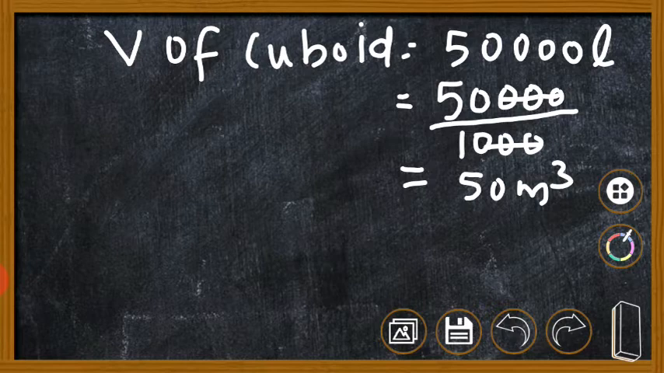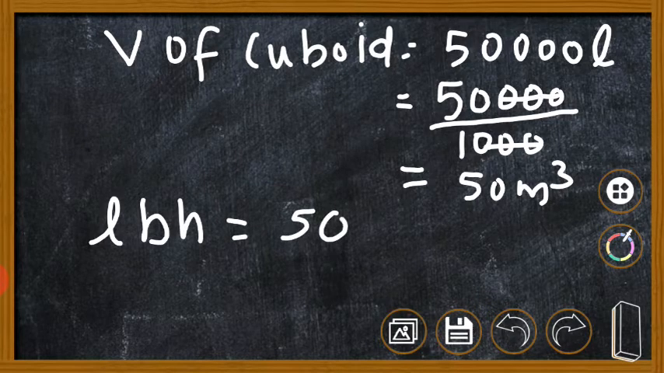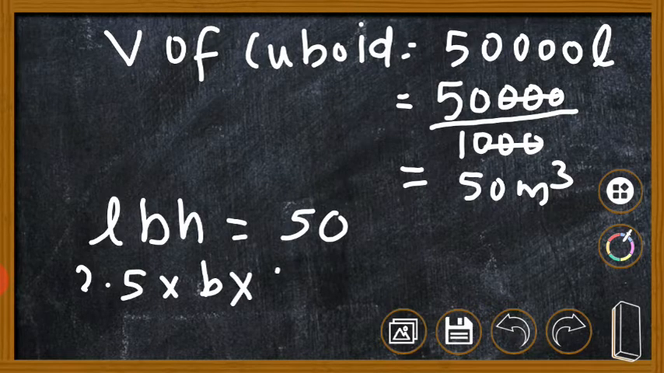And it is given that the length and the depth of this tank are 2.5 meter and 10 meter. You have to calculate the breadth of the tank. So LBH is equal to 50 meter cube, the volume. So LBH is equal to 50. L is given as 2.5, breadth is not given, but height is given. Height is equal to 10, is equal to 50.